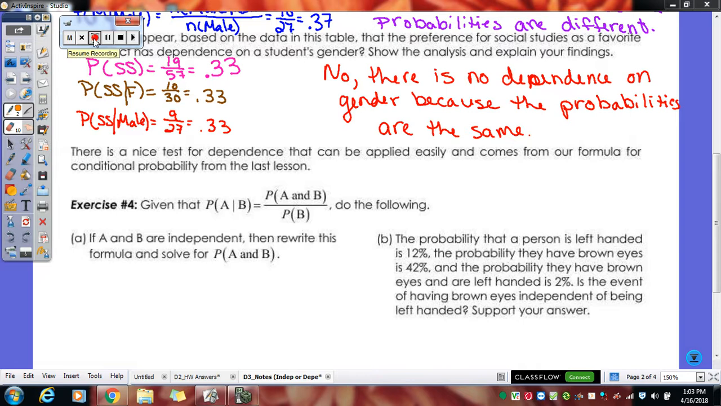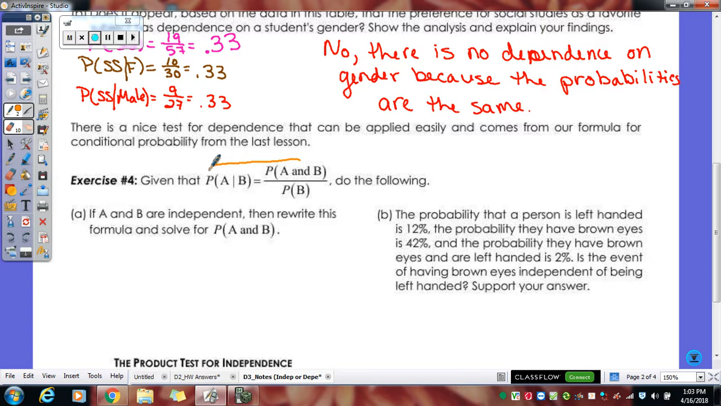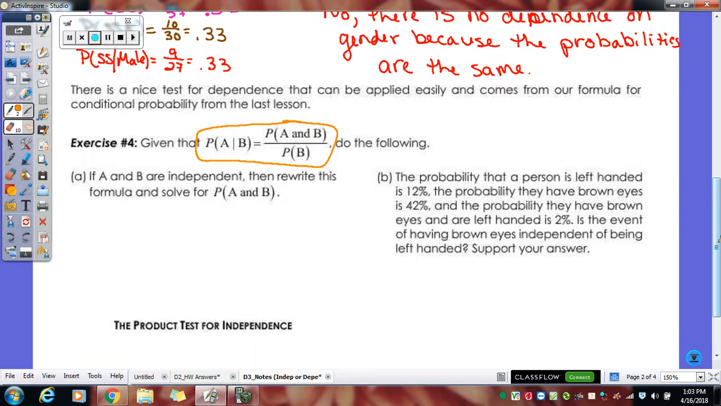So there is a nice test for dependence that can be applied easily and comes from our formula for conditional probability from our last lesson. Here again is that little formula we use for conditional probability. If you have A given B, it's the probability of them together over the probability of B. So if A and B are independent, then rewrite this formula and solve for probability of A and B. Since they are independent, then the probability of A given B is the same as the probability of A.